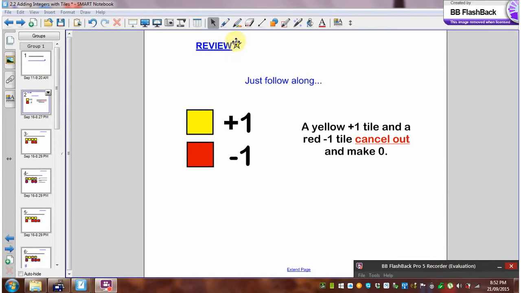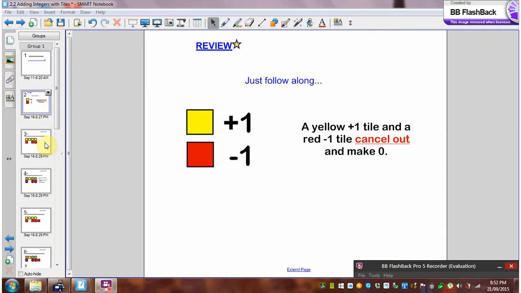Okay guys, so I want you to write down in your notebooks, review, and then after you write that down, I just want you to follow along with this note. So remember last day we talked about how a yellow tile represented a positive 1 and a red tile represented a negative 1. So if you put those together, they will, what I call, cancel out and make 0. So just remember that because that's going to come into play in the next couple of lessons.